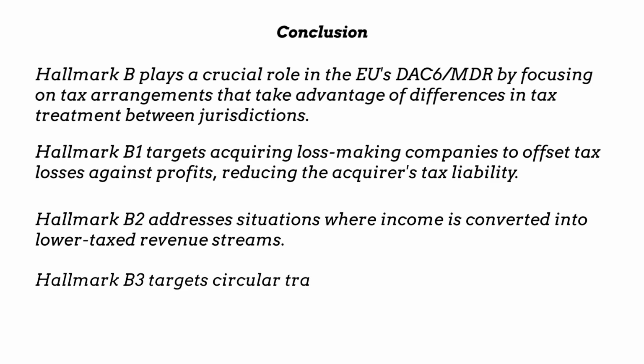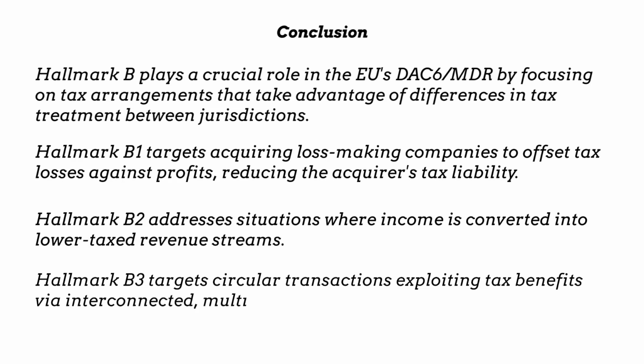Hallmark B2 targets arrangements that convert income into capital or other categories of revenue, such as interest, royalties, or dividends, subject to lower tax rates or more favorable tax treatment. Hallmark B3 addresses circular transactions, particularly those that generate tax-deductible interest through a series of interconnected transactions designed to exploit tax benefits in multiple jurisdictions.